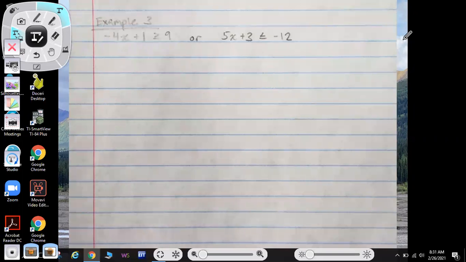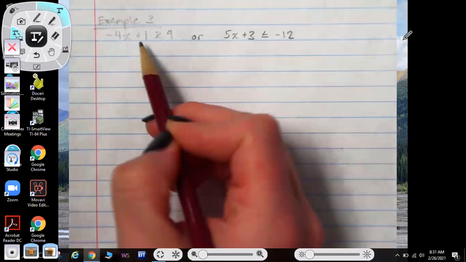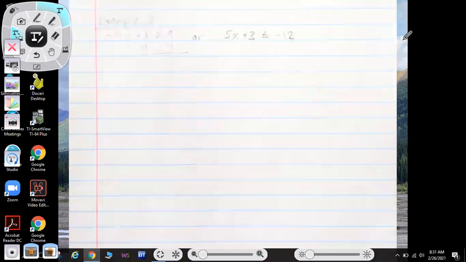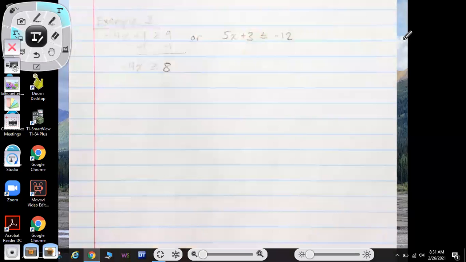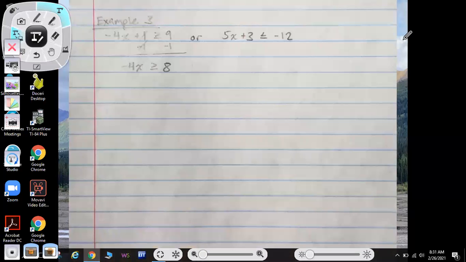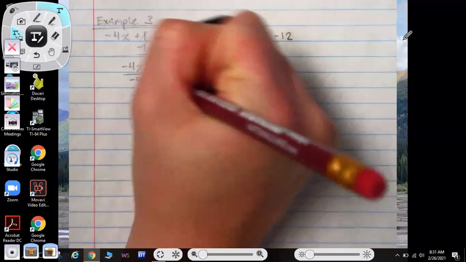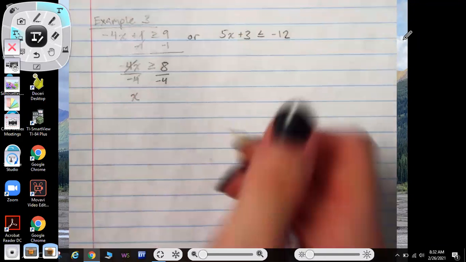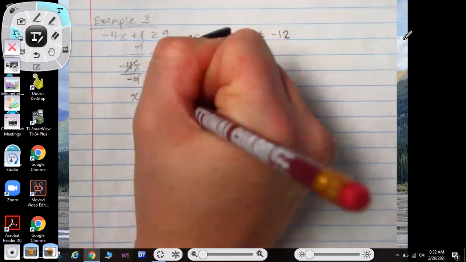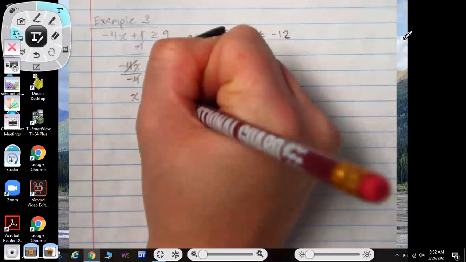All right, let's solve each one of these inequalities individually. So the first one, subtract 1 from both sides. Get negative 4x is greater than or equal to 8. Divide both sides by negative 4 to get x by itself. And because we divided by a negative, we've got to flip the sign. And 8 divided by negative 4 is negative 2.